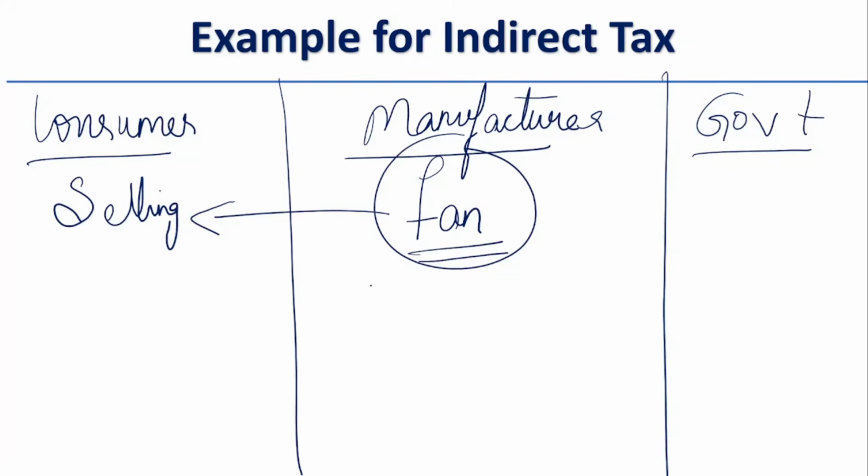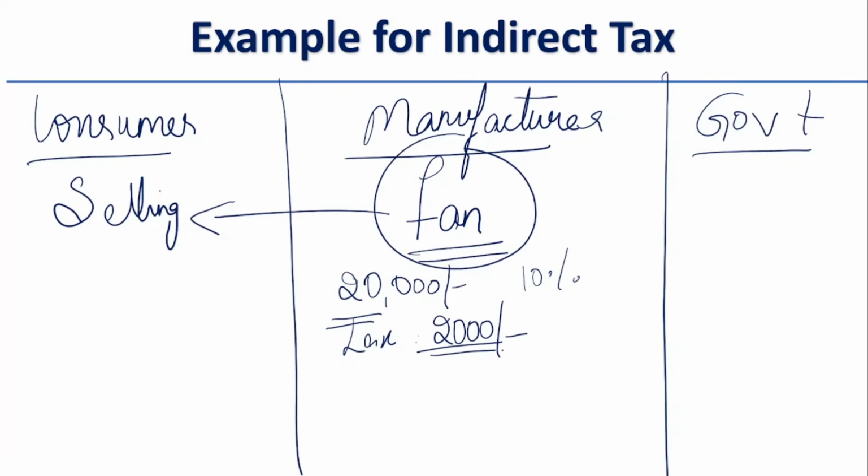Now the value of the fan is, let us think, 20,000, and let us assume that the tax is 10%. So the tax, how much does he need to pay? It is 2,000 rupees. 2,000 rupees tax he needs to pay to the government. So who needs to pay the tax?